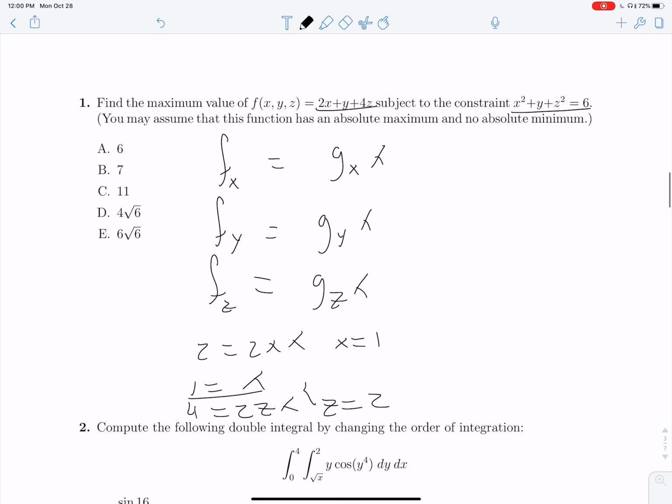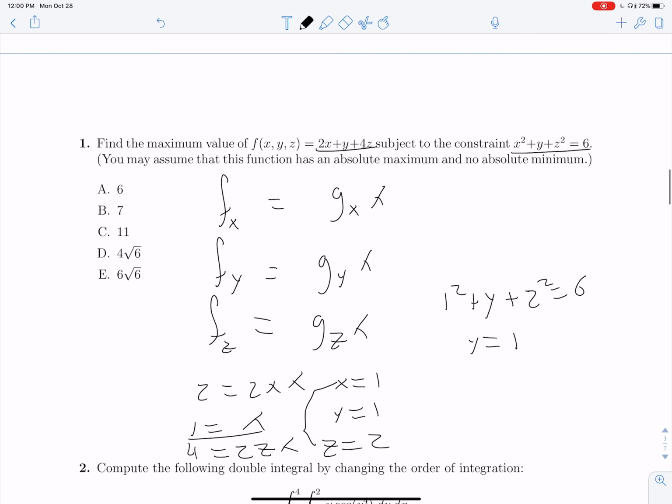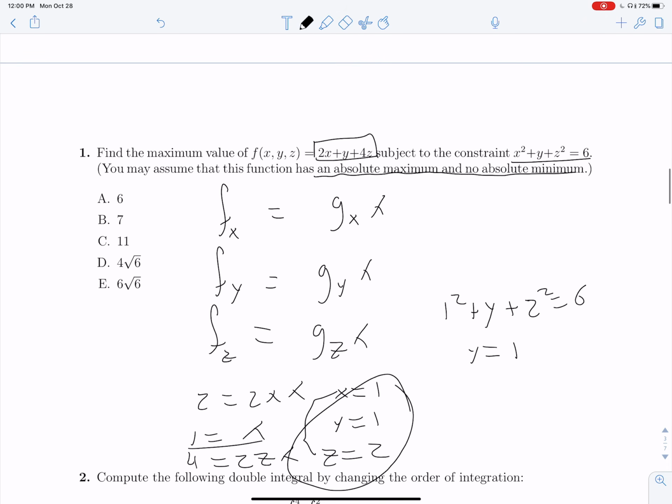And then we can plug both of these into our constraint, like we always do, to find what y is equal to. So 1 squared plus y plus 2 squared equals 6, so y equals 1. Add that in there. Since it says we're assuming it has an absolute maximum and no minimum, we know this is going to be our maximum value, so we can plug that into our f function up here, and we'll have our answer.